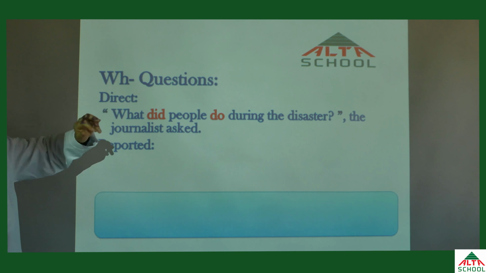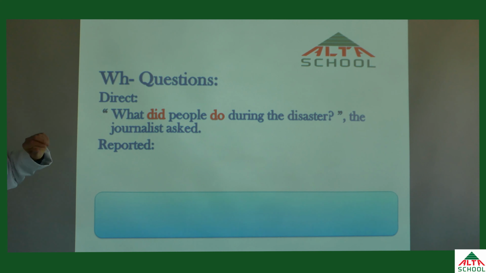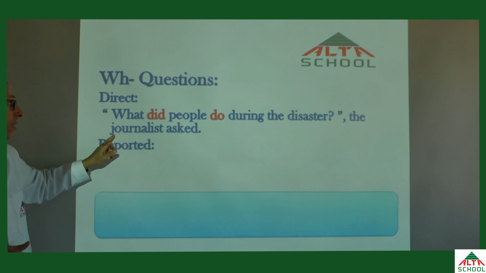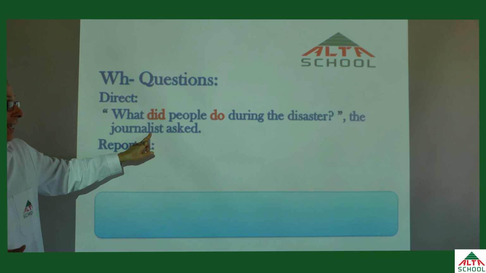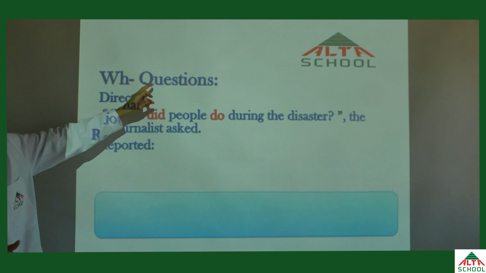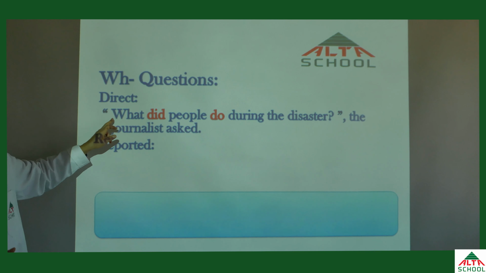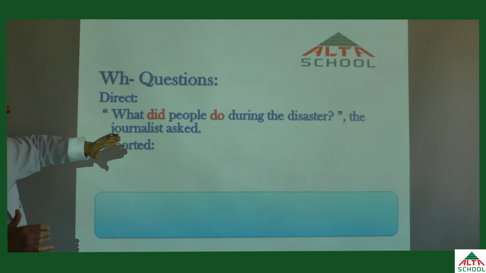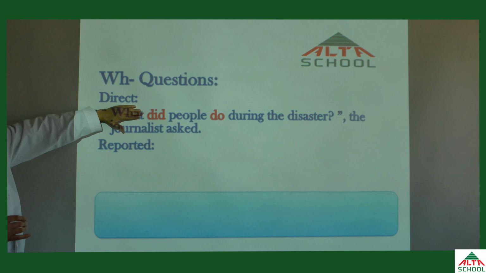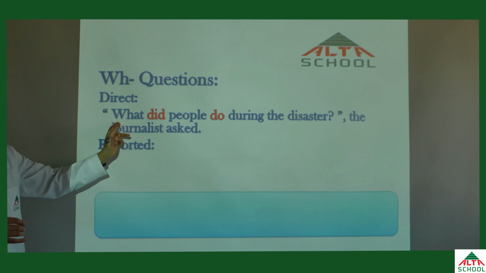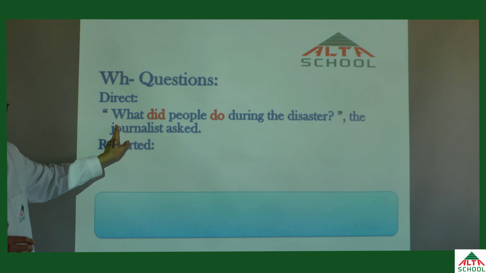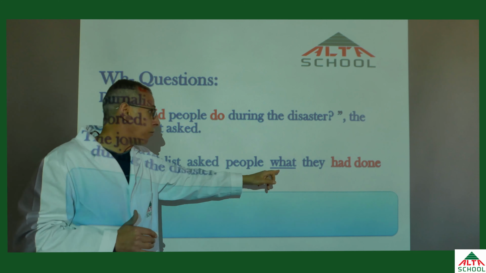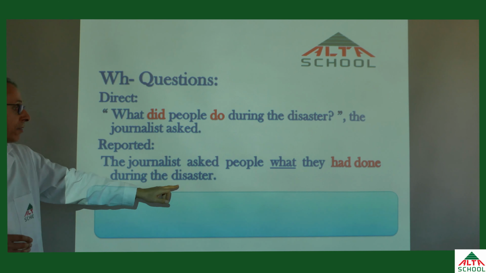As for WH questions, we have an example here. What did people do during the disaster? Okay, the journalist asked. Here it's a WH question because, as you know, WH questions start normally with WH or with how. So, they are like auxiliary questions, except for the beginning. We start with a WH word. So when we report, we say the journalist asked people what they had done during the disaster.